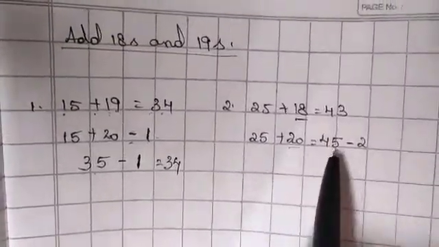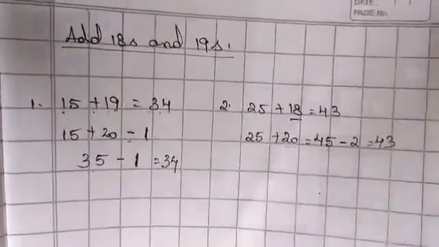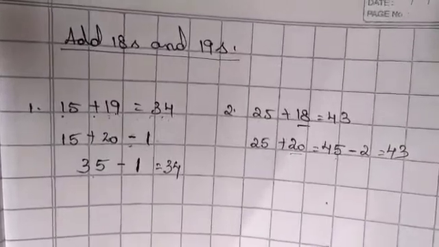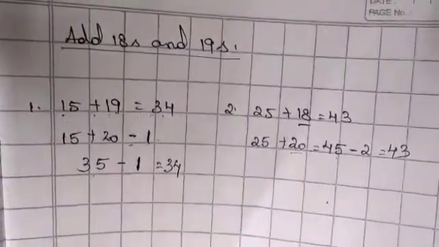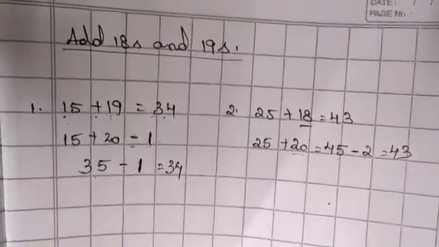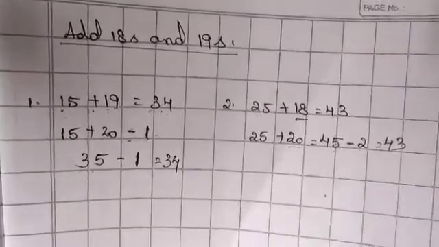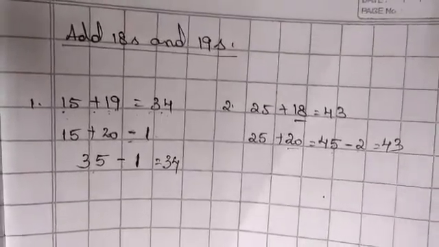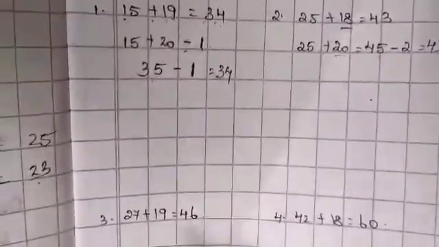25 plus 20 will be 45. Minus 2 will be how much? 43. Why are we doing minus 2? Because 20 minus 18 will be 2. Right, children? It is an easier way to get the answer. It is an easier way to add 20, then subtract, and get the answer. So here also same thing.